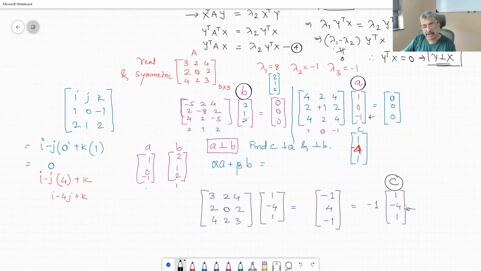Is B and C perpendicular? Minus 4 plus 2 plus 2, yes. Are these two perpendicular? Yes, 1 minus 1, 0. That is the story. And these are very important things that I am telling you, because the applications that we are going to see will require this information. Any questions?